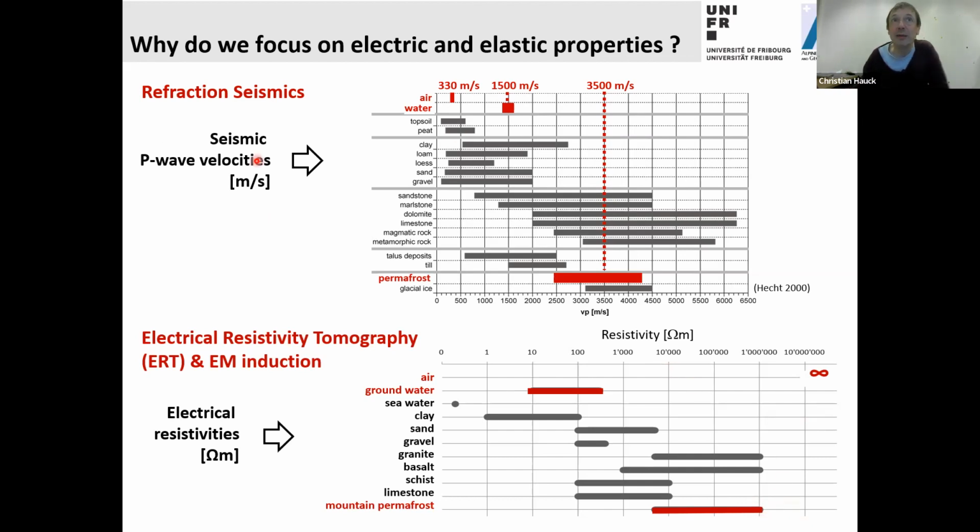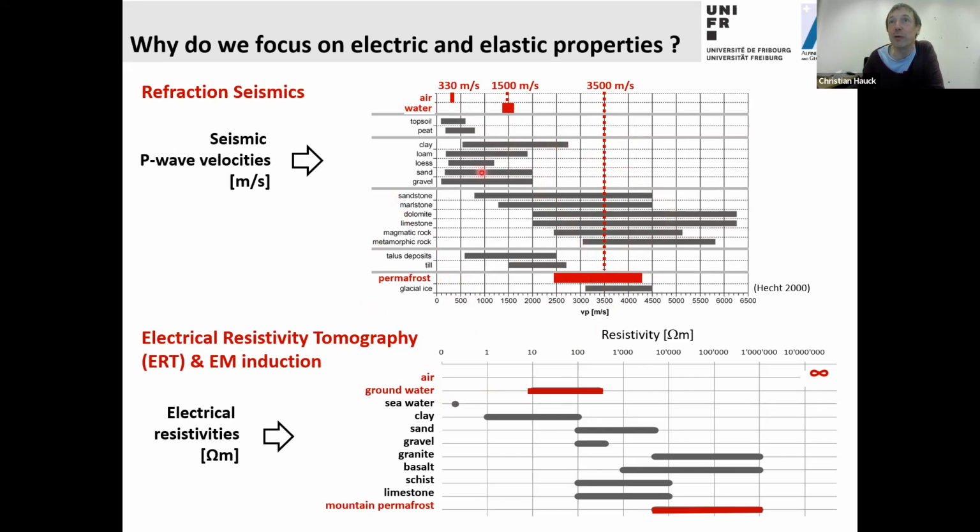And there, the seismic comes into play because the seismic velocities of air, the speed of sound, and of ice, around 3,500 meters per second, are really, I mean, ice has 10 times the velocity of air. So it's very easy to distinguish between the two, and water is in between. So this is why electrical and elastic properties are so useful in a combination for permafrost studies.